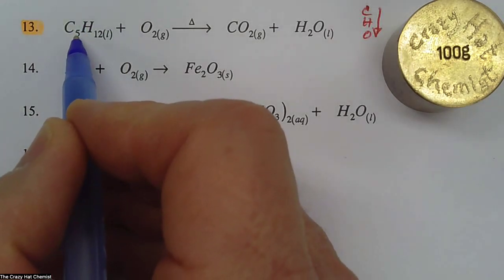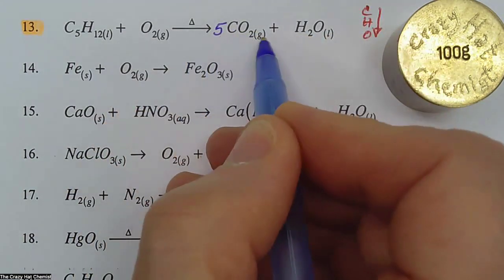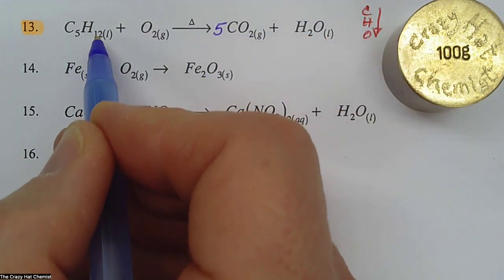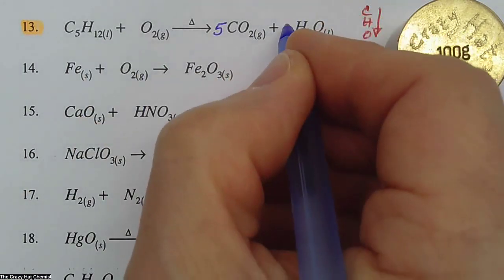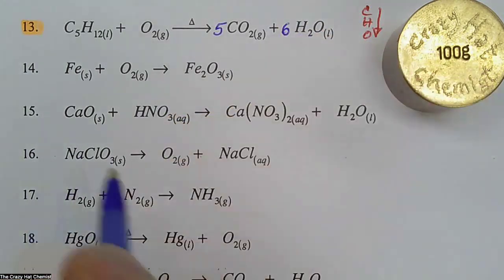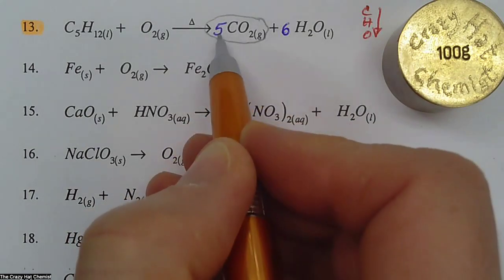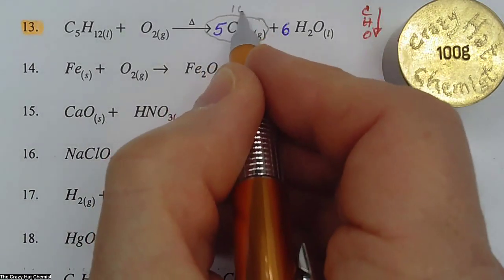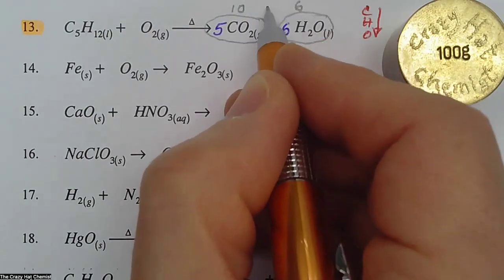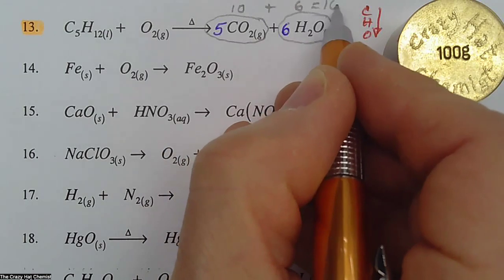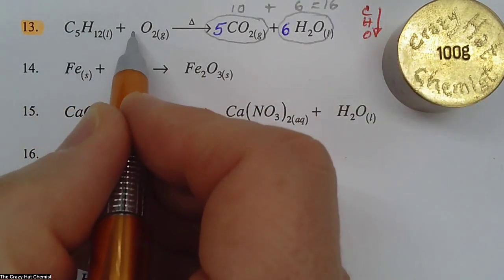So pentane, there's 5 carbons on the reactant side, and now there are 5 carbons on the product side. There are 12 hydrogens on the reactant side and 2 on the product side. So I want there to be 12, so that would be 6 times 2, that's 12. I'm going to count up the number of oxygens here. That's 5 times 2, that's 10. I'm going to count up the oxygens right here. That's 6 times 1, that's 6. I'm going to add these two numbers up. That gives me 16.